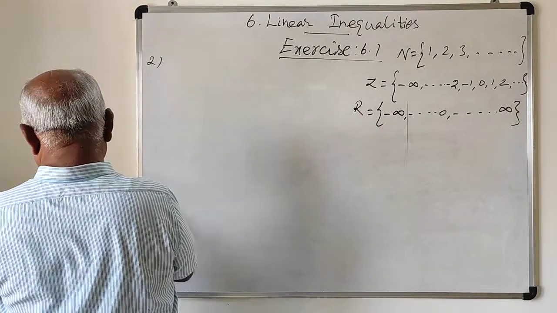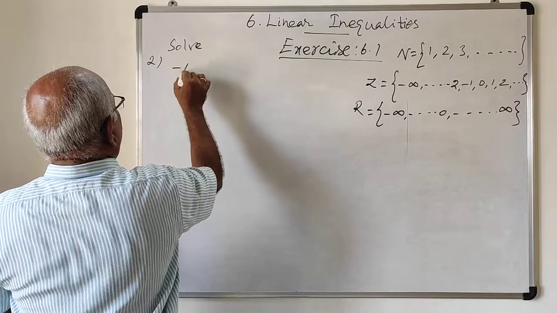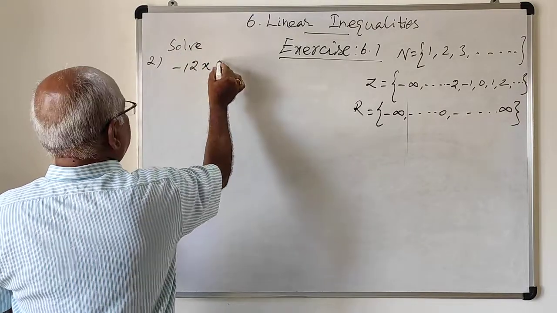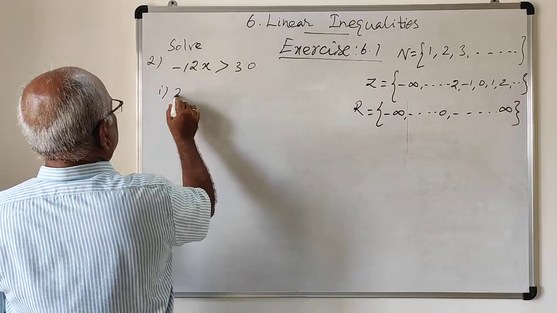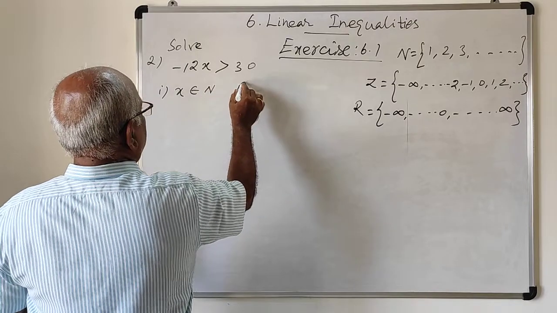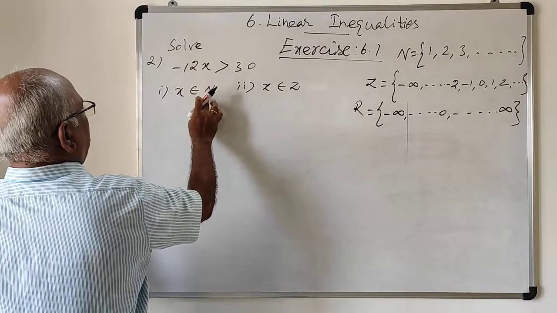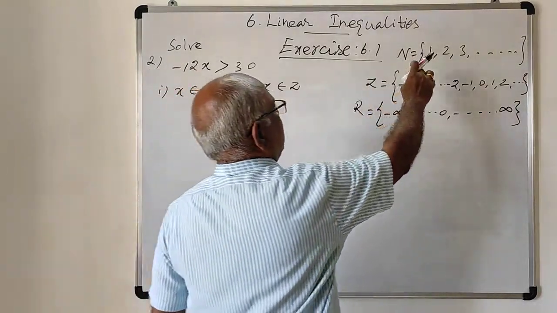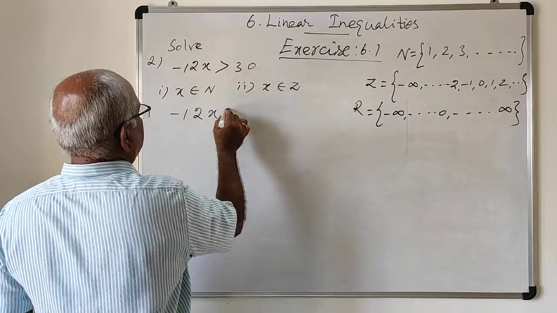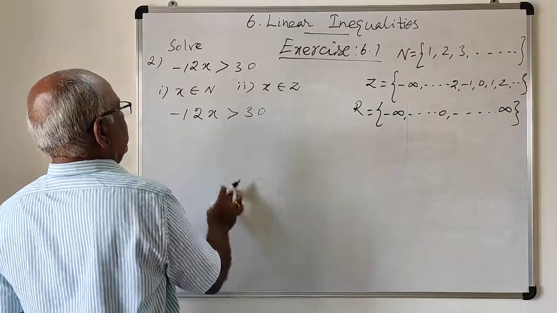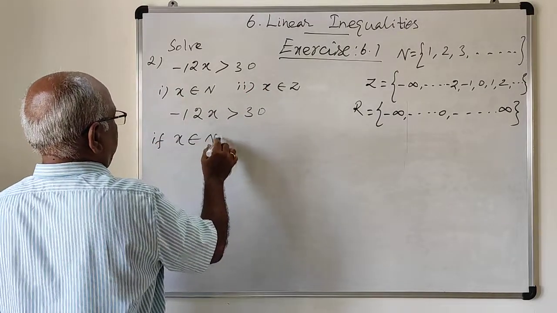Second problem: also solve minus 12x is greater than 30. In this case also, x belongs to a set of natural numbers, and the second one is x belongs to a set of integers. See, N consists of positive numbers only. Consider minus 12x is greater than 30. This is the inequality.